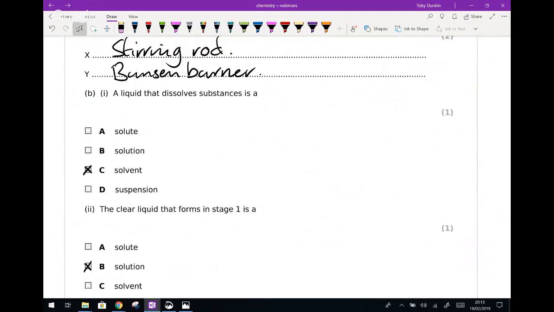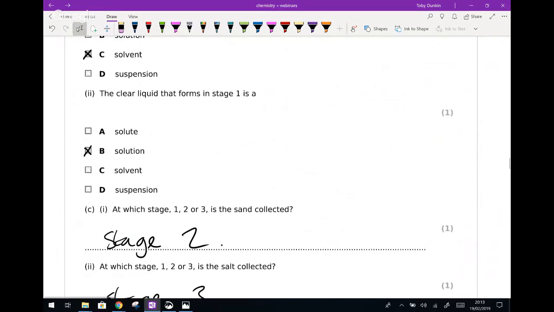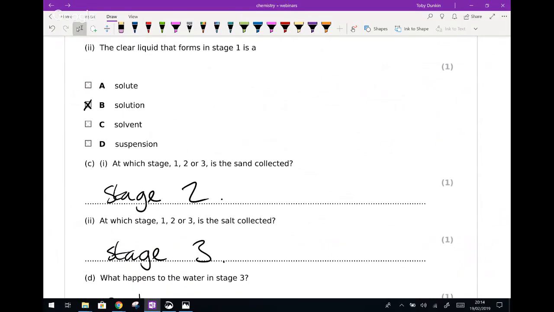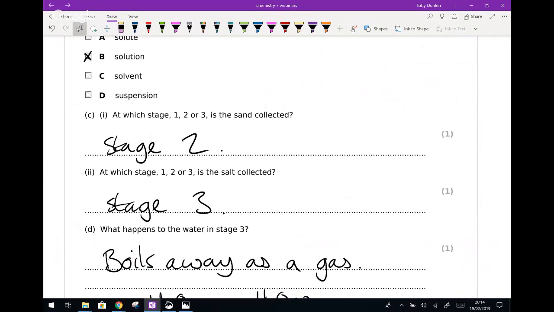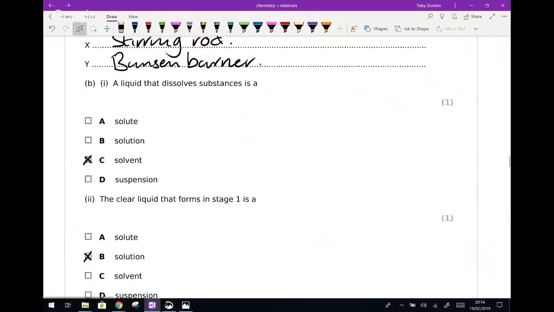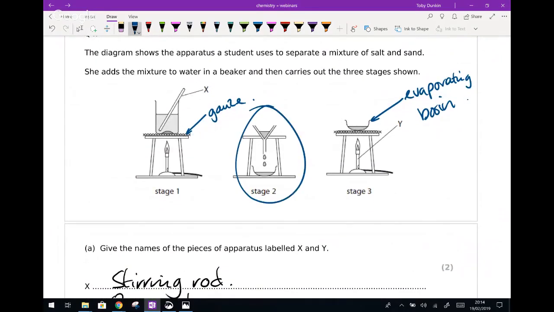The liquid that dissolves a substance is called a solvent. The clear liquid that forms is a solution. This is all easy. Evaporating basin, yes, that's correct. At stage 1 and 2, where's the sand collected? Filtration to remove the solid. Step 2 is going to get you your sand on the filter paper.